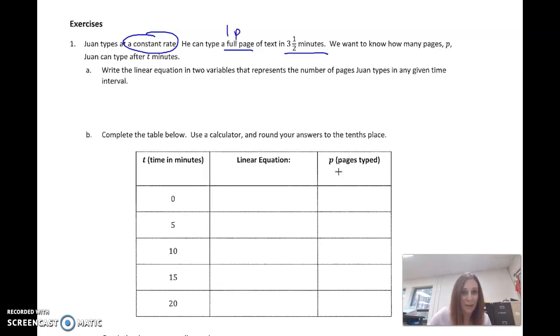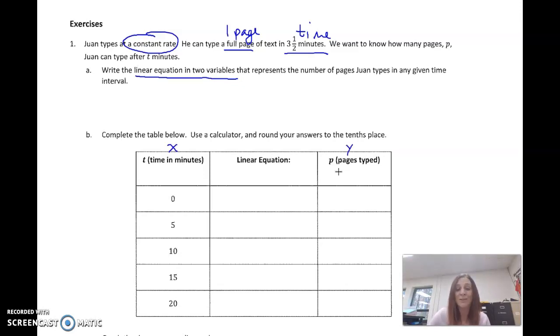So this is one page in 3.5 minutes. And here's my time. We want to know how many pages he can type after t minutes. So notice it says write a linear equation in two variables. A lot of times people, when they have this question on their homework, give me just the constant rate. No, I want a linear equation in two variables, x and y, or in this case, t and p.